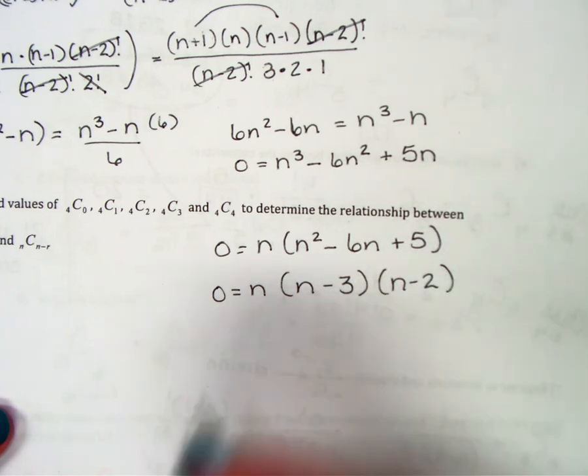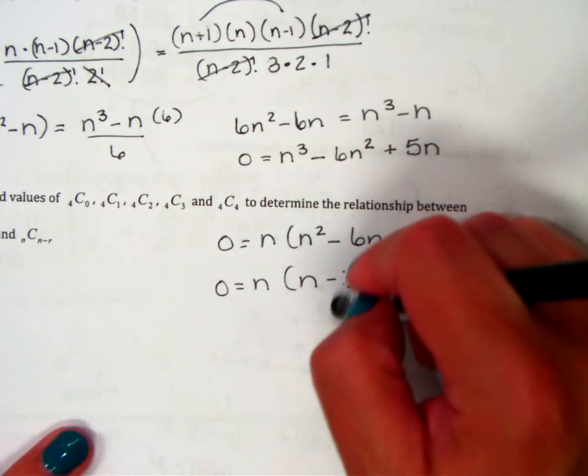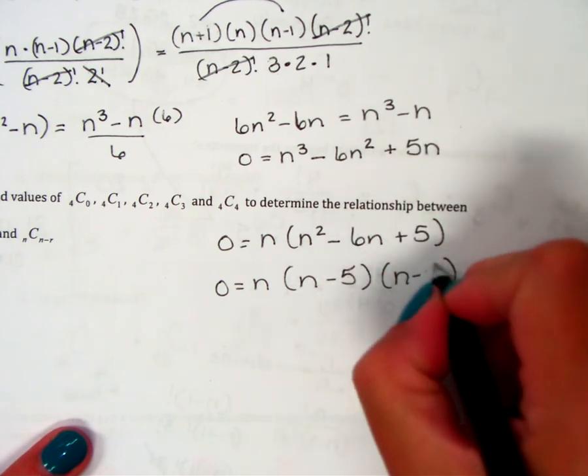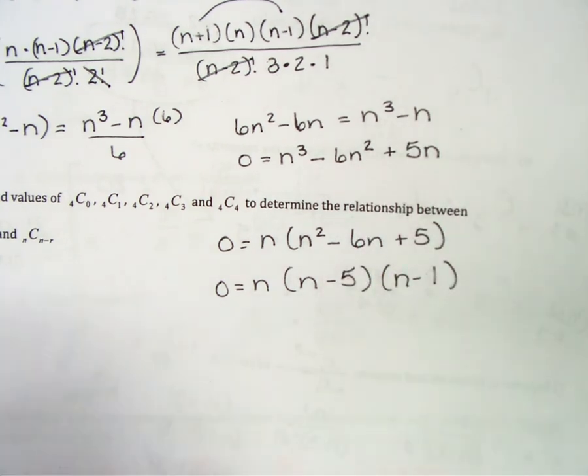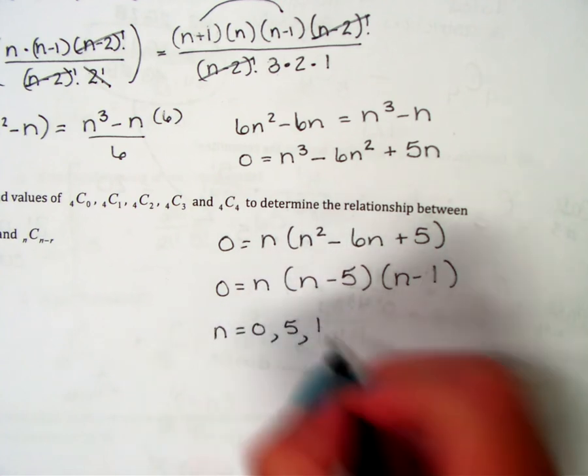So 0, 5, and 1. Do we need to check these answers? Oh, no, I'm wrong. You're right. It's 5 and 1. So my solutions are n equals 0, n equals 5, and n equals 1.